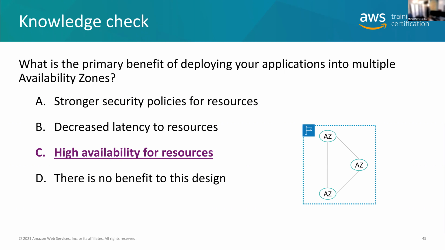Good, that's right. High availability for the resources in question. That's what they want you to consider. It's not security, although you might actually get some increased security from that. It's certainly not stronger security policies. And decreased latency to resources, that could happen because of auto scaling, but that's not the primary driver. Primary driver is high availability.